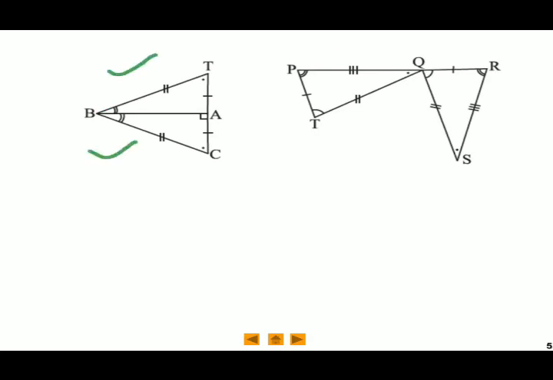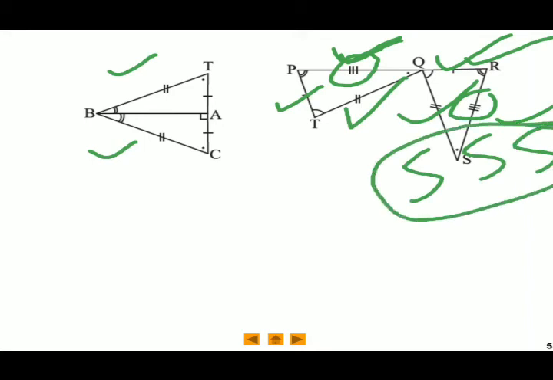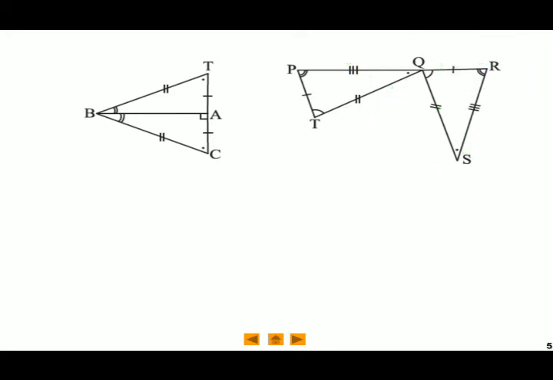Now we will prove for these two triangles that they are congruent. Here you can see the markings, 3 marks and 3 marks. That means these two sides are equal. After that these two sides are equal. After that these two sides are equal. That means we have got 3 sides. So we will prove these two congruent by the SSS rule. Now let us write it systematically.